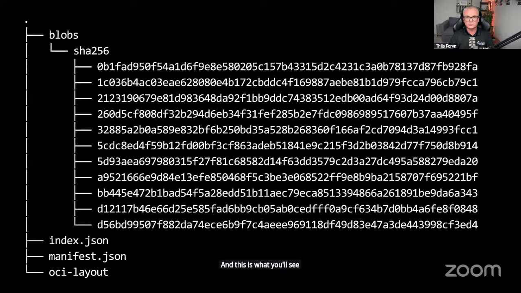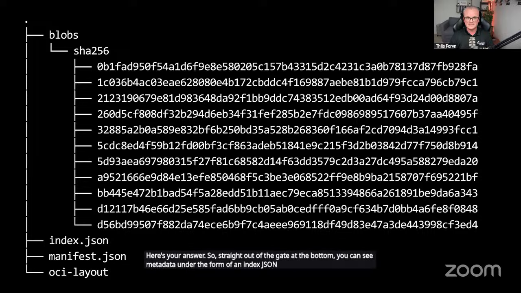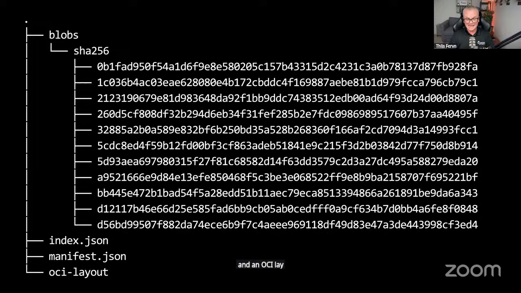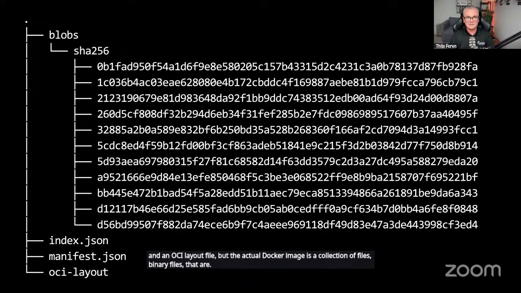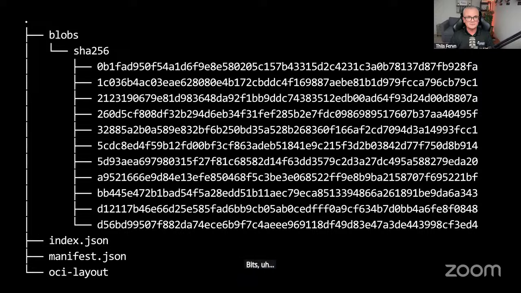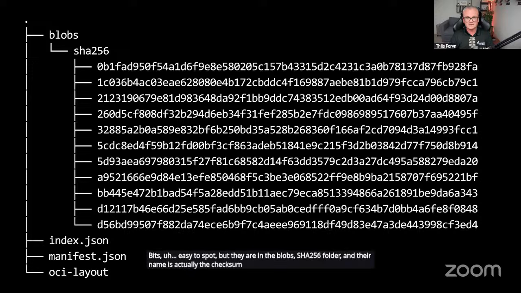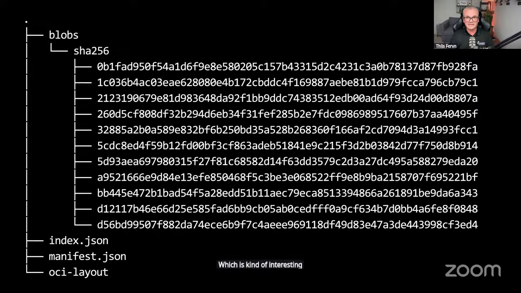So if you ask me, what is a Docker image? What composes a Docker image? Here's your answer. Straight out of the gate at the bottom, you can see metadata in the form of an index.json, a manifest, and an OCI layout file. But the actual Docker image is a collection of binary files that are in the blobs/sha256 folder, and their name is actually the checksum of the content, which is kind of interesting. So you see multiple layers here.